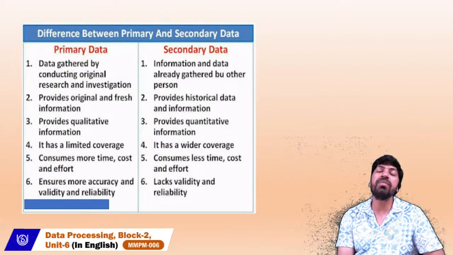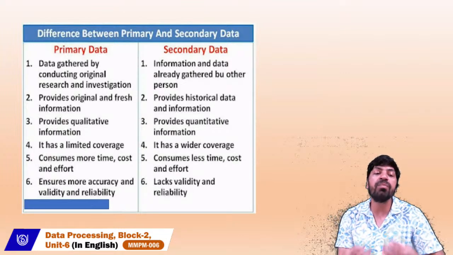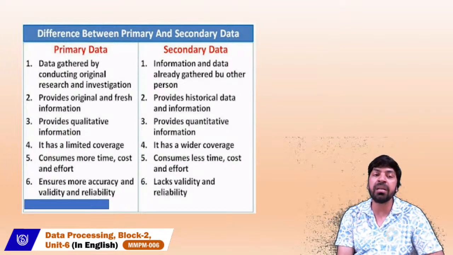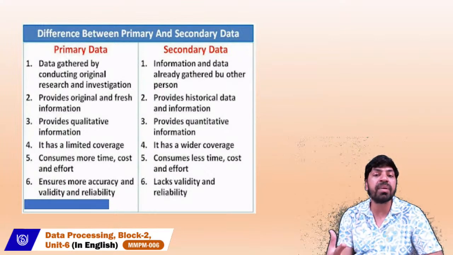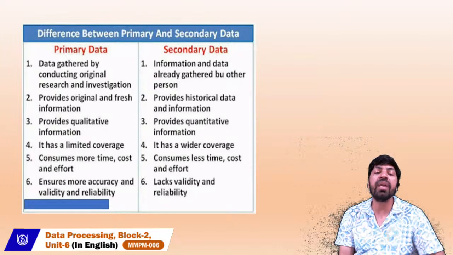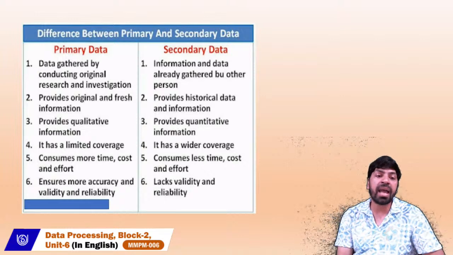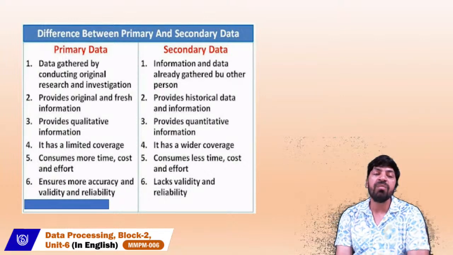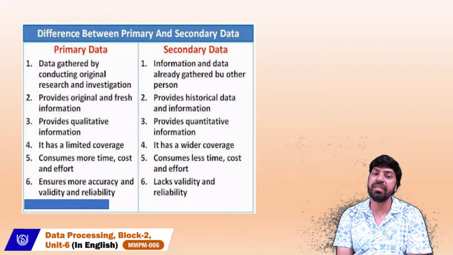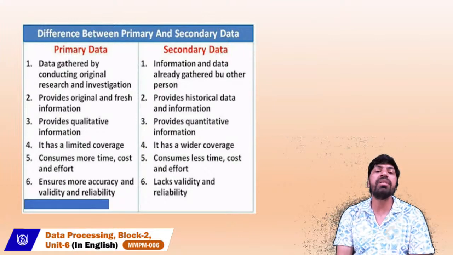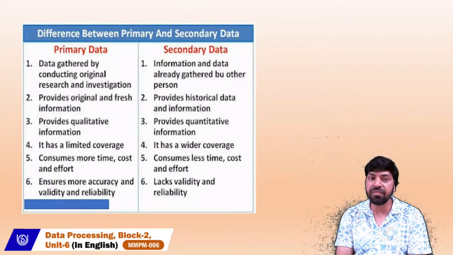Primary data consumes more time, cost, and effort, as the field work is much more in the case of primary data. You have to visit the respondents or participants individually, or you can refer to an online survey, which also consumes more time, cost, and effort. When we talk about secondary data, it consumes less time, cost, and effort.